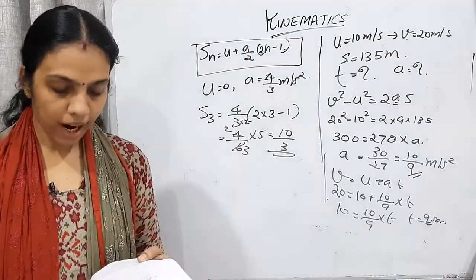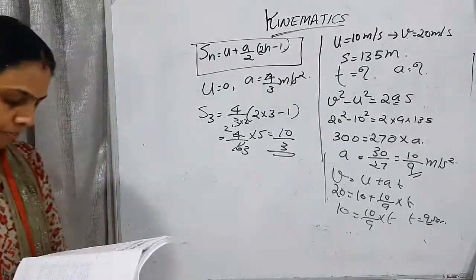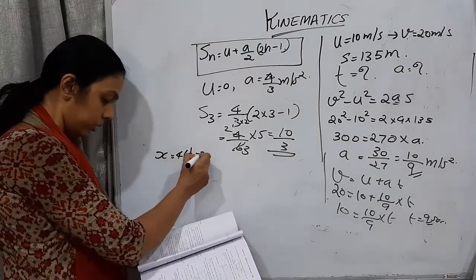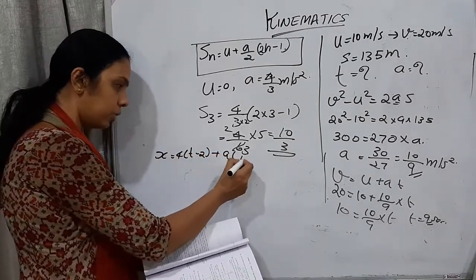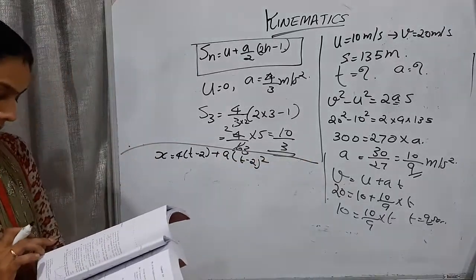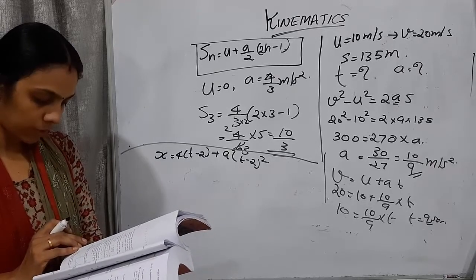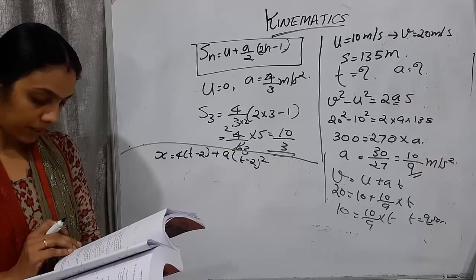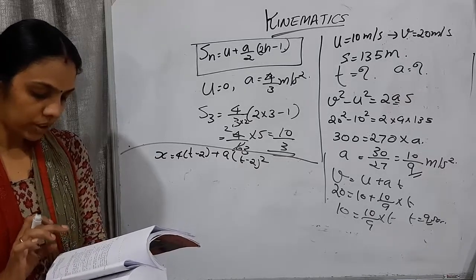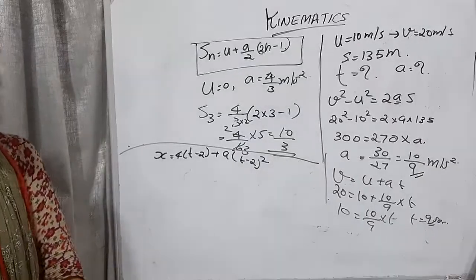Next question. A particle moves along the x-axis as x equals 4 into t minus 2 plus a into t minus 2 the whole square. Which of the following is true? Initial velocity of the particle is 4. The acceleration of the particle is 2a. The particle is at origin at t equals 0. None of the above.